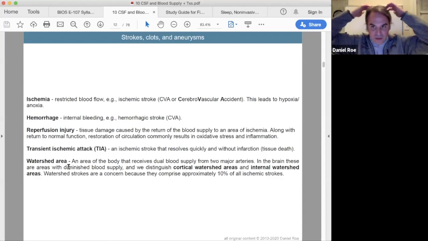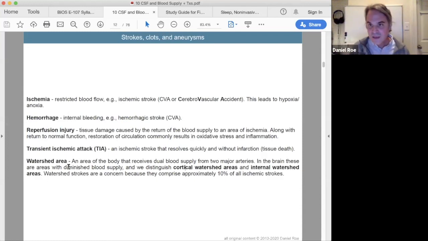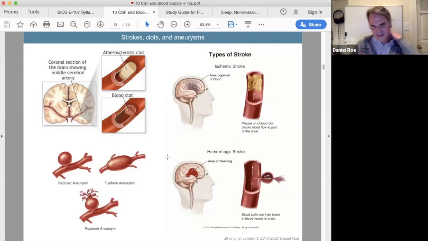And so right where those two areas meet, the area that's fed by the middle cerebral artery and either the anterior or posterior cerebral arteries, where those arterial feeds meet, we call those watershed areas. So those are areas that receive dual blood supply from two major arteries. Watershed strokes are a concern because they comprise about 10% of all ischemic strokes. So I want you to have that concept under your belt there. And now you do.